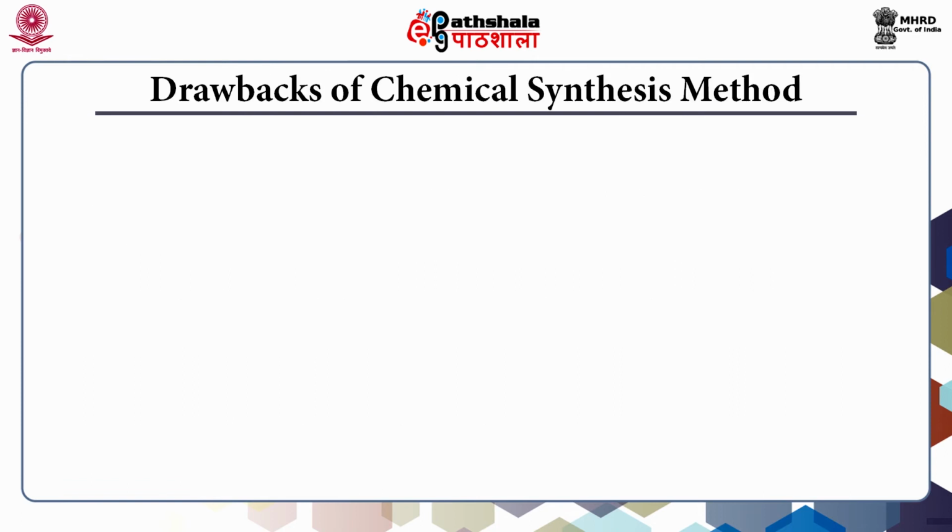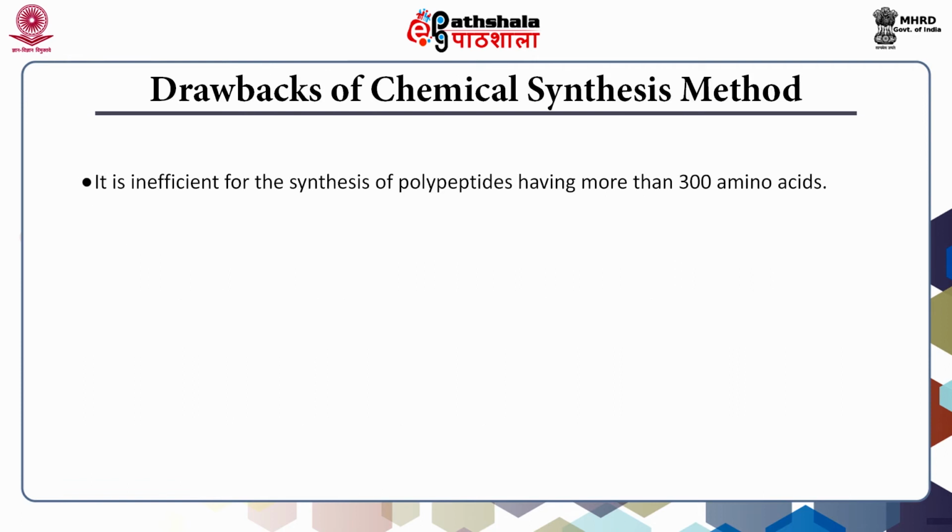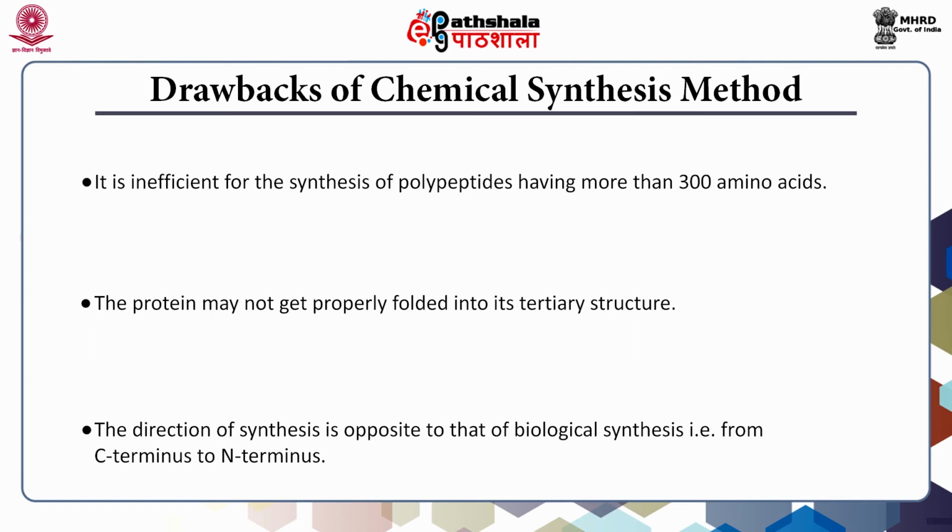Drawbacks of the chemical synthesis method. It is inefficient for the synthesis of polypeptides having more than 300 amino acids. The protein may not get properly folded into its tertiary structure. The direction of synthesis is opposite to that of biological synthesis, that is, from C terminus to N terminus.